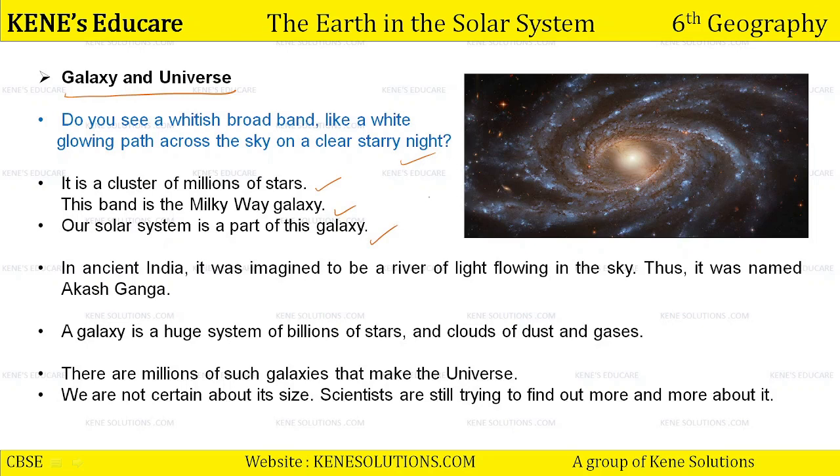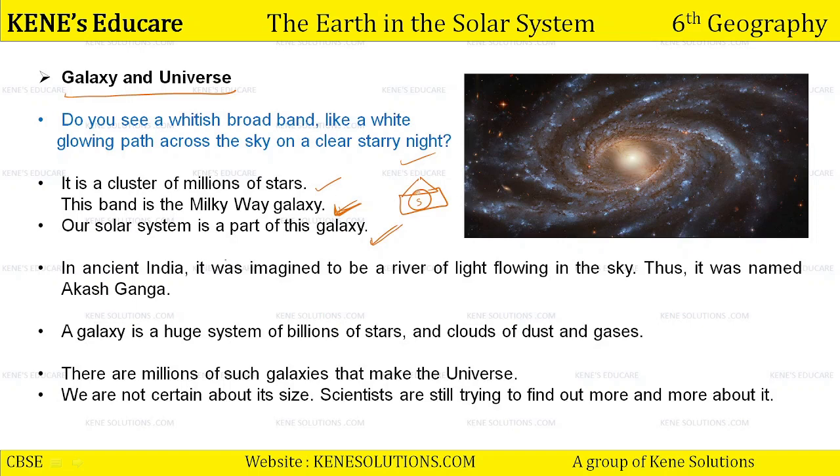Okay? Our entire solar system, all the planets and the sun, with the asteroids and the meteoroids, is a part of this Milky Way galaxy. It is our own galaxy. It's like a home. Milky Way galaxy is our home. And in that home, there is our solar system, which has the sun and all the eight planets, the asteroids, the meteoroids, and every other satellite and all the celestial bodies.